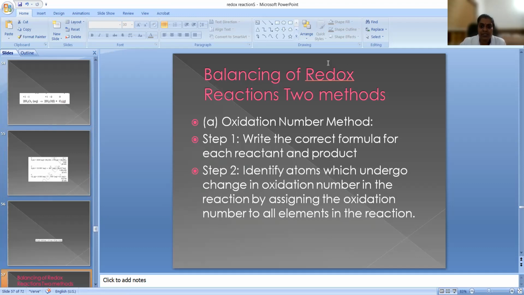In the oxidation number method, let us take one question first. Potassium dichromate, Cr2O7 2 minus, is reacting with SO3 2 minus, and it is converting into Cr3 plus and SO2.